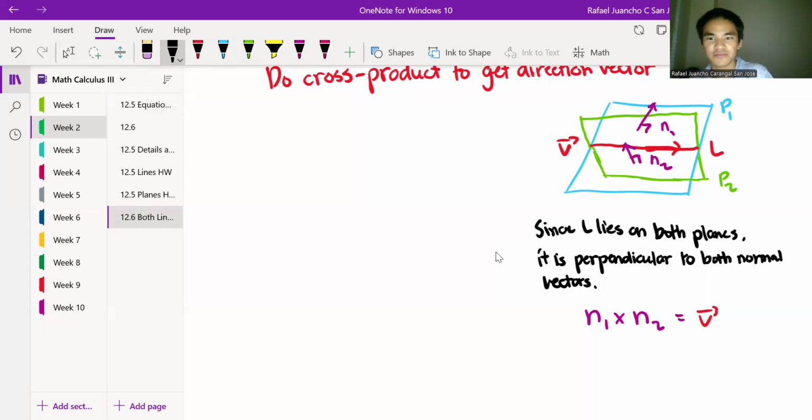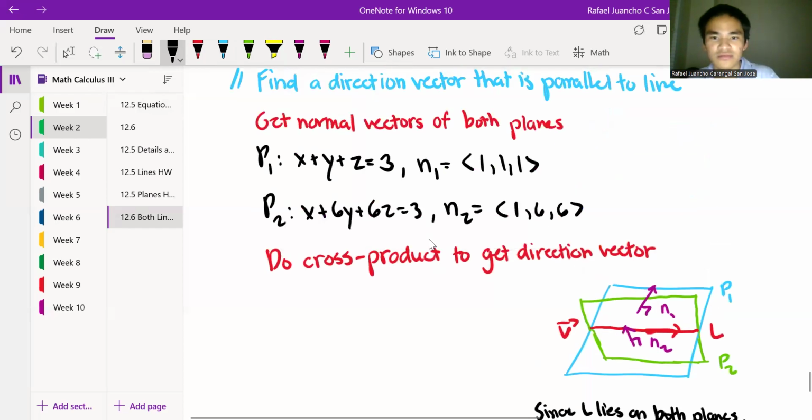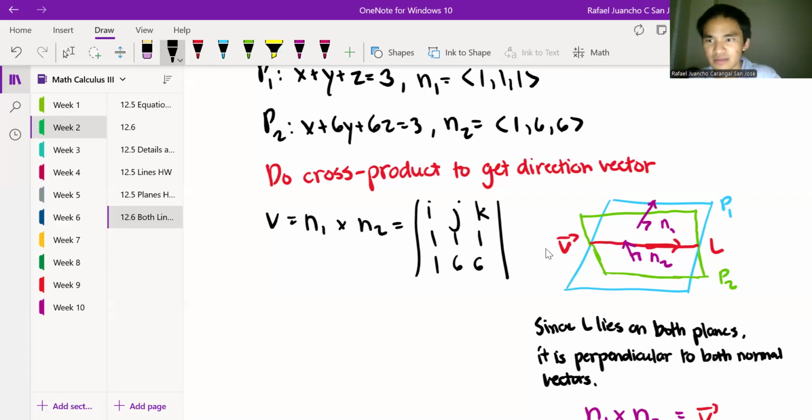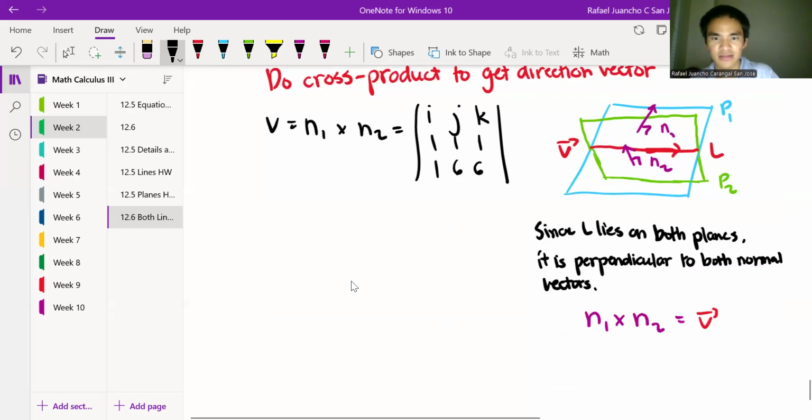Which I need, right? So I'm gonna do that. Okay, so to get V, N1 cross producted with N2, we get i, j, k, 1, 1, 1, 1, 6, 6. Yeah, that should be chill. Okay, now let's keep going.